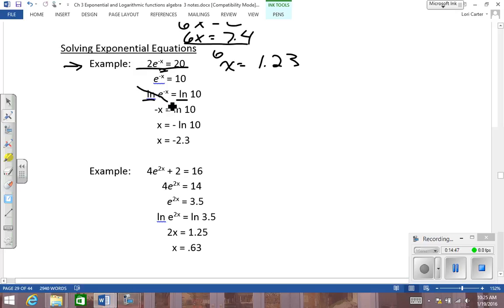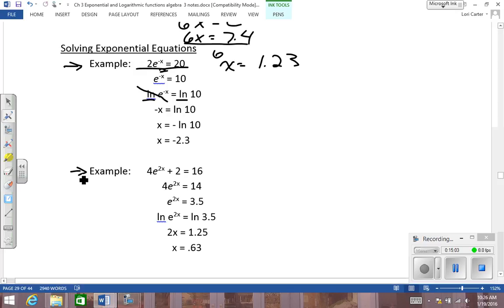Natural log of e's cancel, they're inverses. Okay, the natural log of 10 is just a number. So you type it into your calculator, you get 2.3, and it is negative. Done.